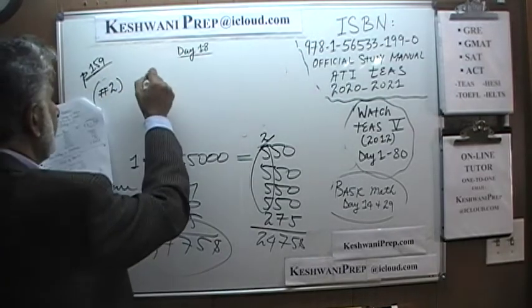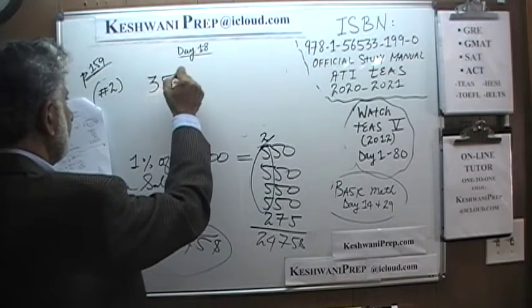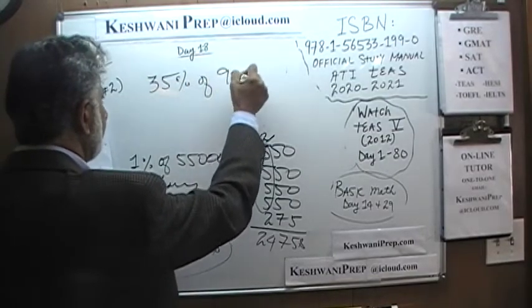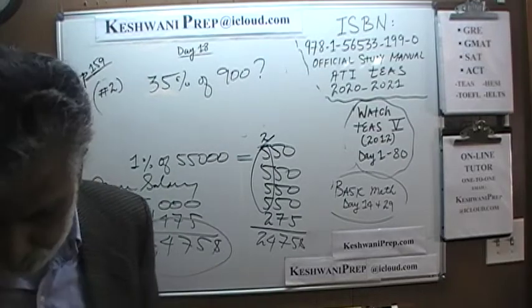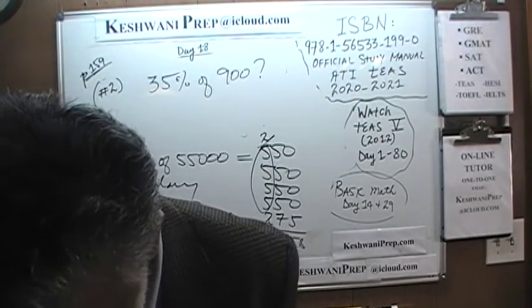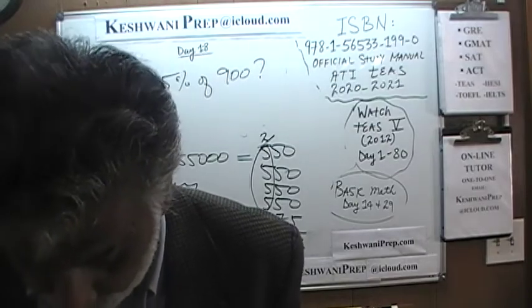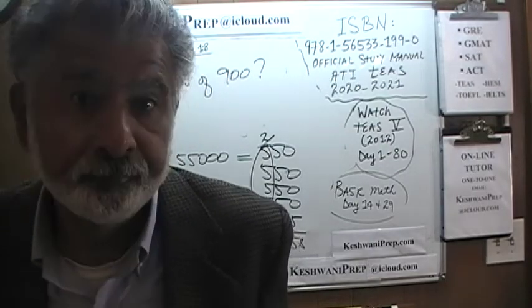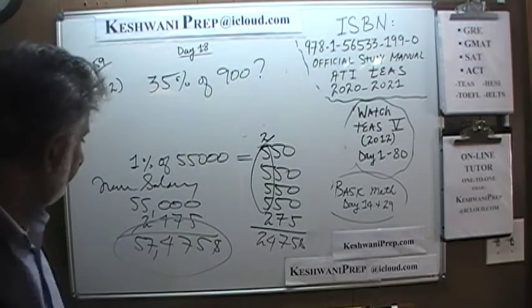Number two says 35% of 900. Let's see what the problem actually says. I didn't write down the whole thing. Well, that's what it says. It says, which of the following is 35% of 900? Hold on.